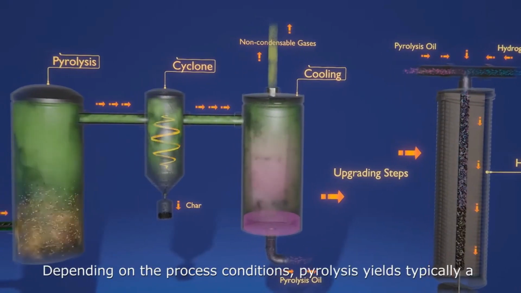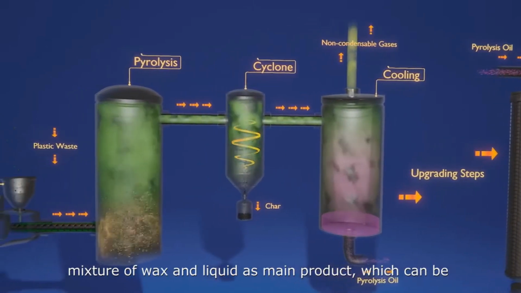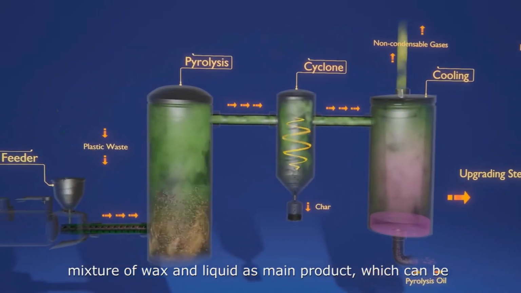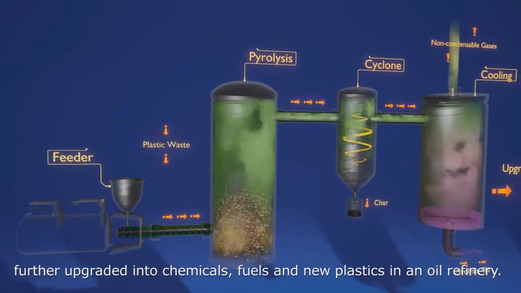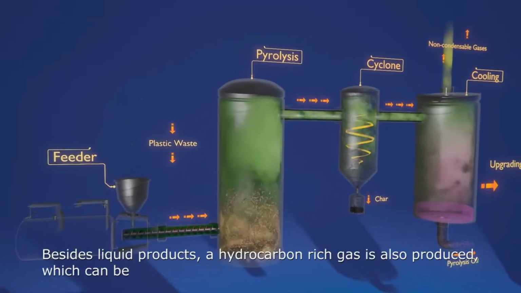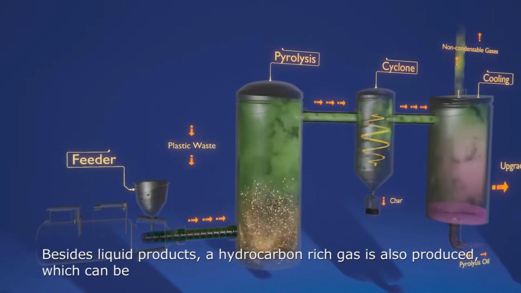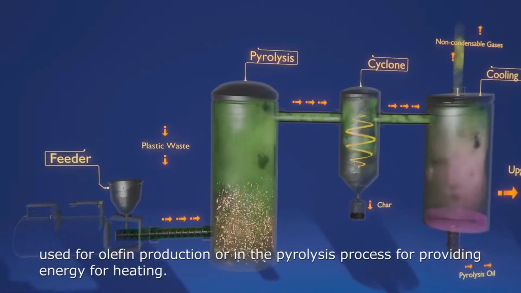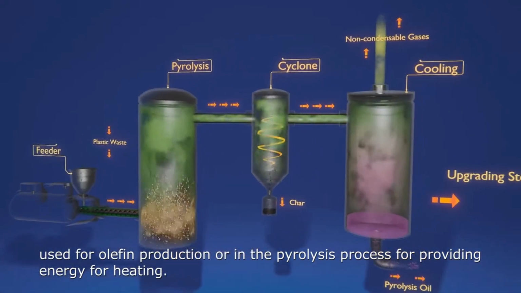Depending on the process conditions, pyrolysis yields typically a mixture of wax and liquid as a main product, which can be further upgraded into chemicals, fuels, and new plastics in an oil refinery. Besides liquid products, a hydrocarbon-rich gas is also produced, which can be used for olefin production or in the pyrolysis process for providing energy for heating.